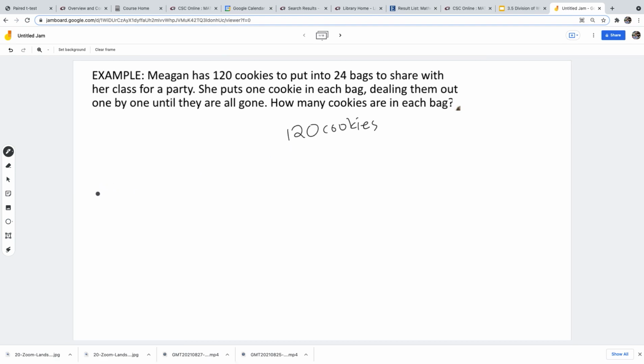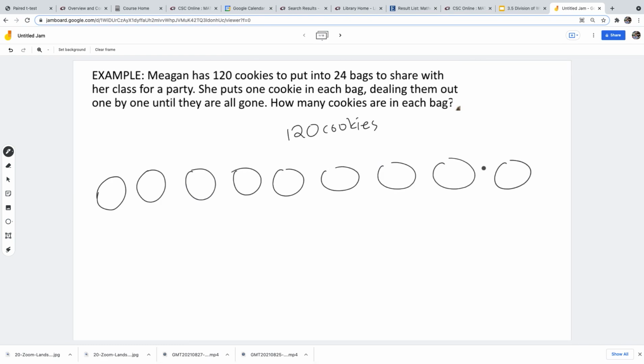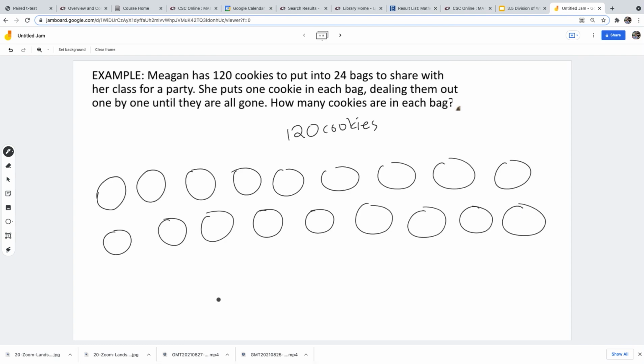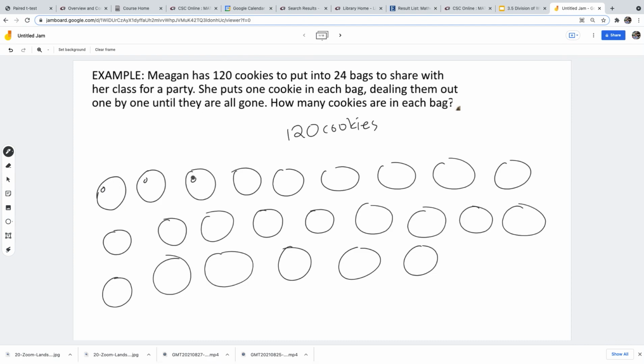So you can make 1 bag, 2 bags, 3 bags, 4, 5, 6, 7, 8, 9, 10, 11, 12, 13, 14, 15, 16, 17, 18, 19, 20, 21, 22, 23, 24 bags, right? And I'm going to give away 120 cookies equally. So I can have 1 cookie, 2, 3, 4, 5, 6, 7, 8, 9.